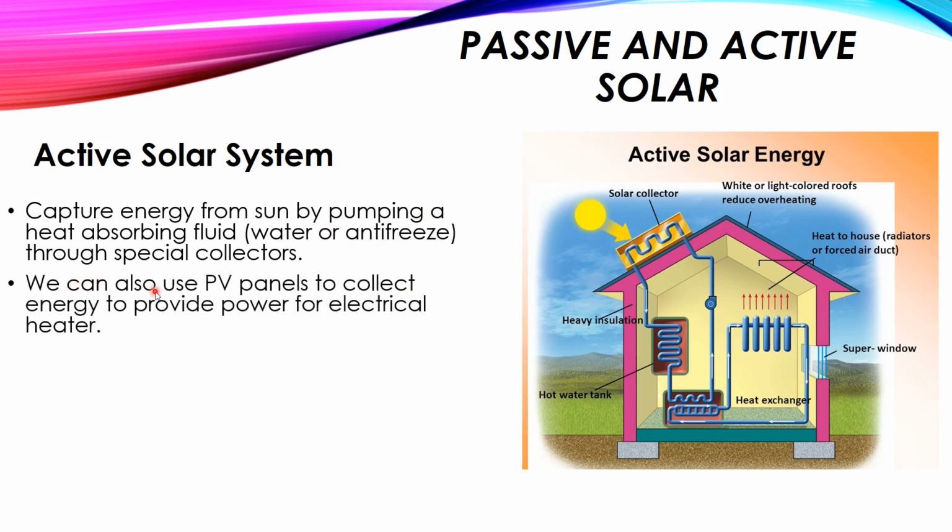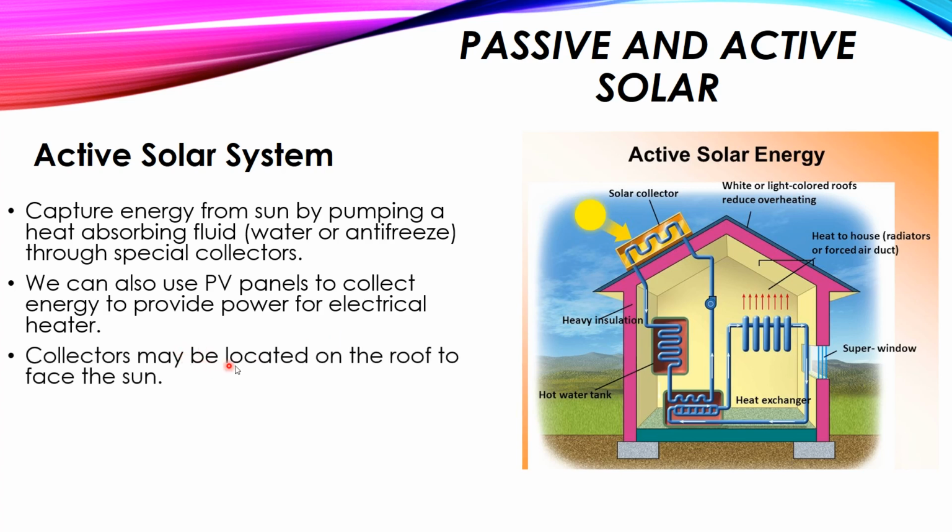We can also use PV panels to collect the energy. Instead of using the solar collector, we can use solar PV panels, which convert the solar energy into electrical energy. Then the electrical energy will be used to provide power to an electric heater inside our house. So we have two methods here of warming our house: by using the electric heater, or by using the solar collector, which provides heat energy to cold fluid.